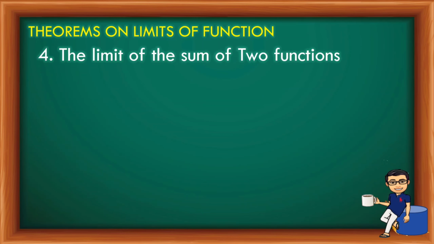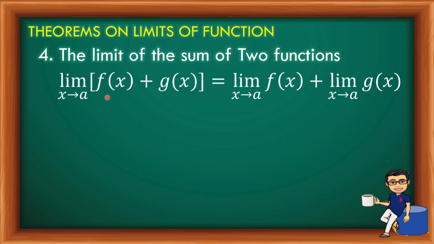The fourth one is limit of the sum of two functions. Hence, when we talk of the sum, it is about addition. In symbol, we have this one. The limit of the sum of two functions, the first function is f of x, the second function is g of x, as x approaches a, is equal to the sum of the individual limits. So you get the limit of the first function, which is f of x, and you get the limit of the second function, which is g of x.